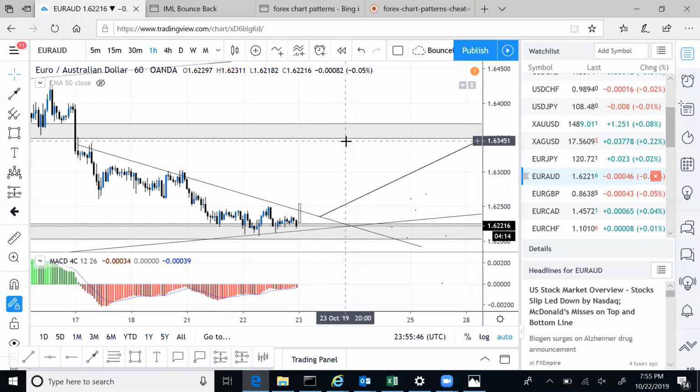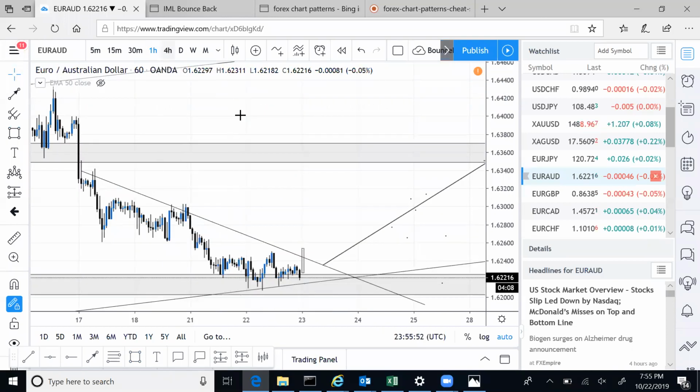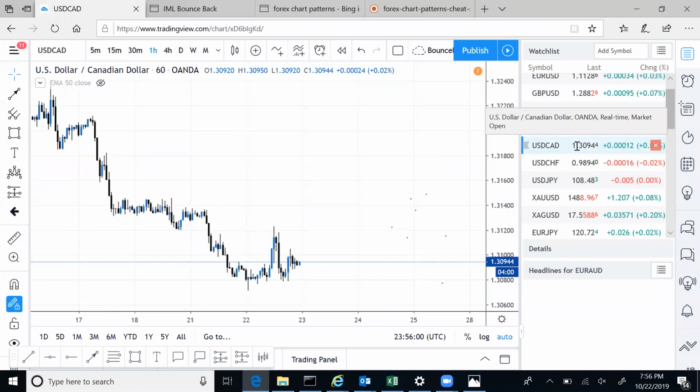You can take that buy all the way up to this resistance. So that's a trade for you guys for this week. You have Euro odd as a really, really nice trade for you to get into, right? So I will post that in the Telegram group.